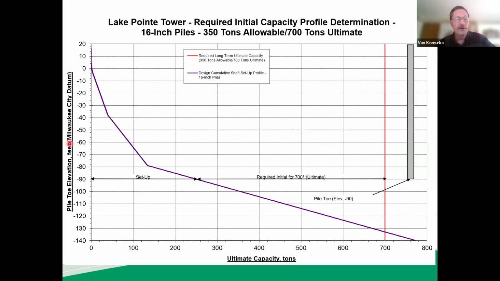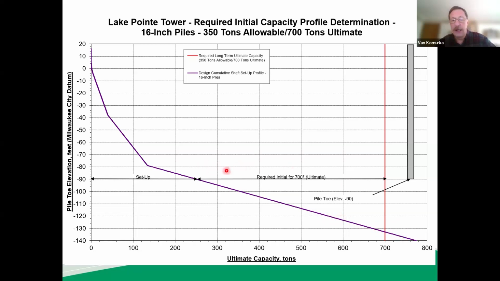So here we have pile toe elevation on the vertical axis, ultimate capacity on the horizontal axis. We're looking for 700 tons ultimate. So it doesn't matter what the pile toe elevation is, we need 700 tons. This is our target long-term ultimate capacity at all pile toe elevations. That's the red line, 700 tons. And this is our design setup profile that we got from our test program. Remember the purple line that we used for design. This is how we expect setup to come on the pile at various depths.